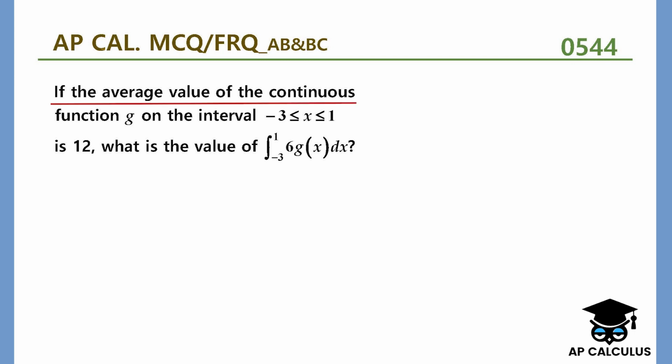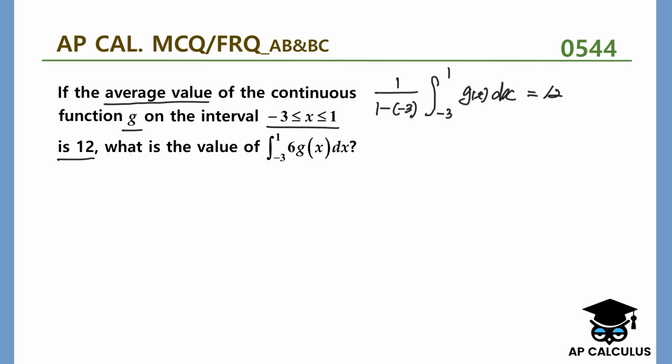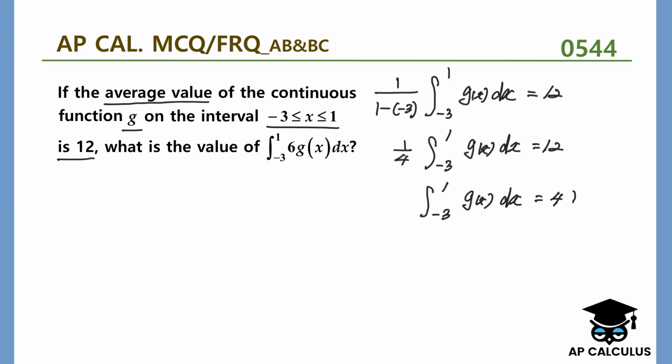Question 544. If the average value of the continuous function g on the interval from negative 3 to 1 is 12, what is the value of integral from negative 3 to 1 of 6g of x dx? Okay, the average value of the function g on this interval can be written as 1 over b minus a, 1 minus negative 3, right, times integral from a to b, negative 3 to 1, of g of x dx, and that is equal to 12. So 1 minus negative 3, that's 4, right? So we have 1 over 4 times integral from negative 3 to 1 of g of x dx is equal to 12. So integral from negative 3 to 1 of g of x dx is equal to 48, right?